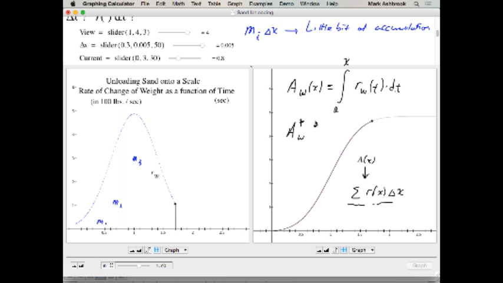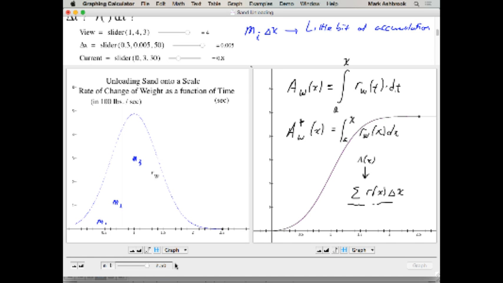Yeah, let's write out this way that seems the same, but it's not. I knew I wasn't going to make it. Okay, so here's the alternate version. I'll call it A star, where it's the integral from a to x of R sub w of x dx.